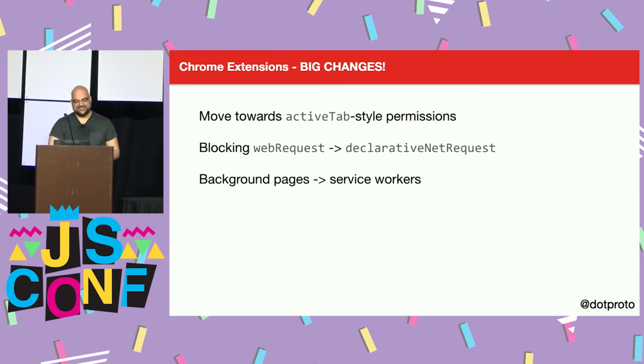And finally, oh wait, there's a fourth one. We're replacing background pages with service workers, and that's going to have some impact on how extensions are architected and how they approach the job that they're doing. And finally, we're removing the ability to run remotely hosted code through a combination of platform API level changes and Chrome Web Store policy changes.